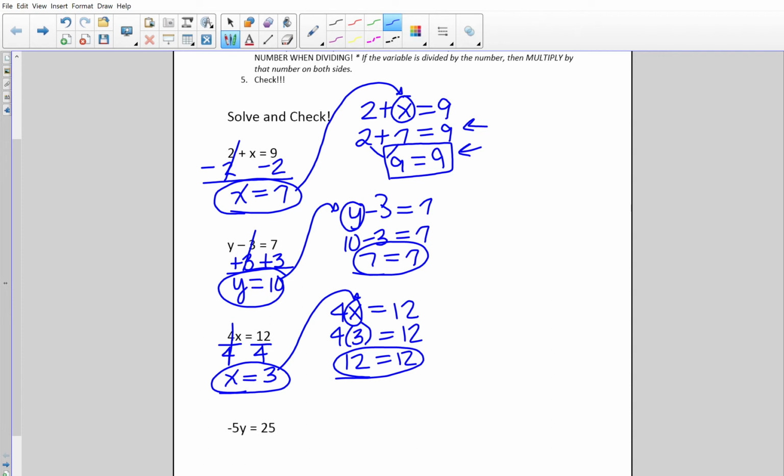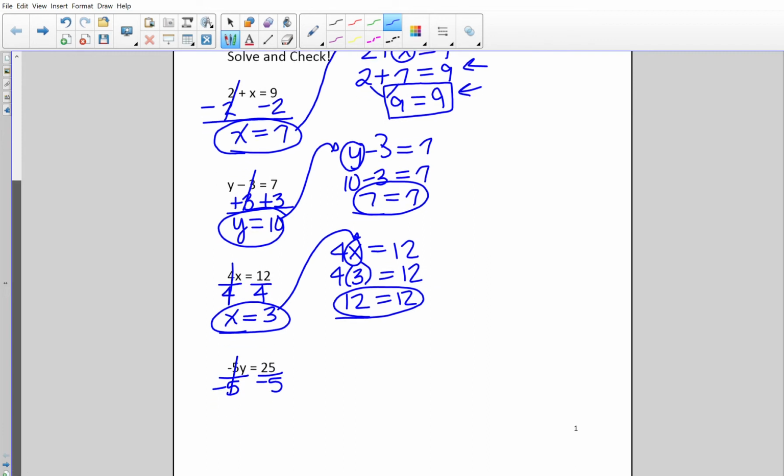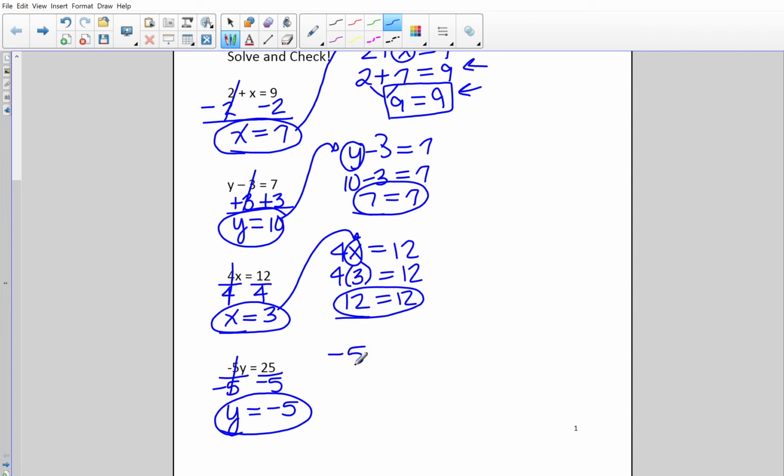The last one on this page is negative 5y is equal to 25. Again, negative 5y means negative 5 times y, so we'll divide both sides by negative 5. We're dividing by whatever is in front of that variable. That's called the coefficient. If it's positive, we divide by a positive; if it's negative, we divide by a negative. So these cancel out, I have my positive y, and my positive 25 divided by negative 5 is a negative 5. Again, you can use your calculators to double check your signs. So we'll start again at negative 5y is equal to 25.